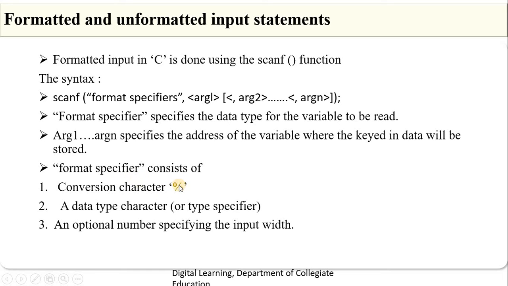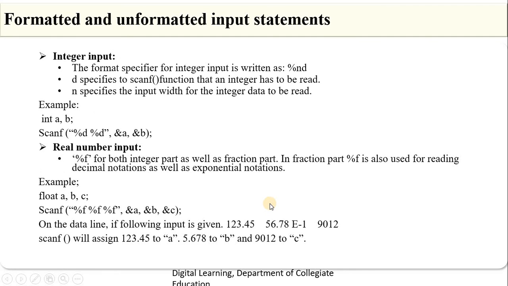Format specifier consists of percentage, then a data type character, either d for integer, f for float, c for character, s for string, and an optional number specifying the input width. We'll see these things in a moment. Let us see integer input format specifiers. Integer input format specifier is written as %nd, where d specifies that it is an integer, whereas n specifies the input width for the integer data to be read.